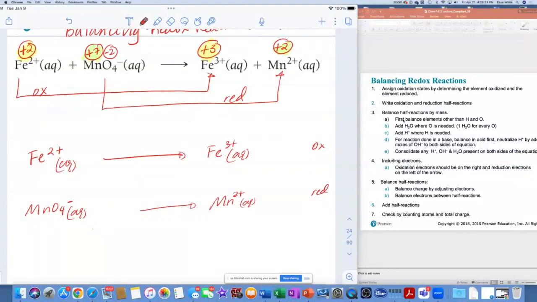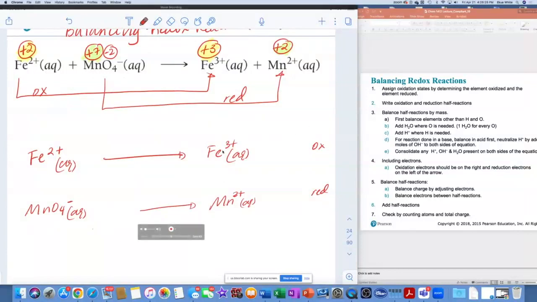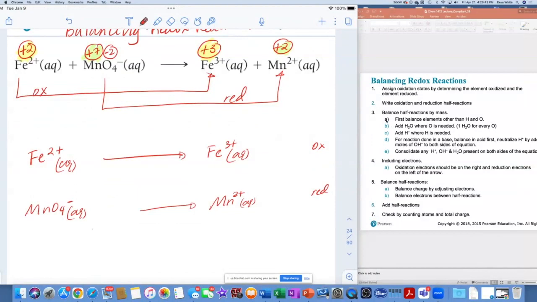So look at the elements. First balance elements other than hydrogen and oxygen. Look at the non-hydrogen and non-oxygen elements. That will be Fe, Fe. That's balanced. We have the same number of Fe on either side. The next one is look at Mn. Mn and Mn. You have the same number of Mn's on both sides, right? And so the 3A is done. Both Fe's and both Mn's are balanced.